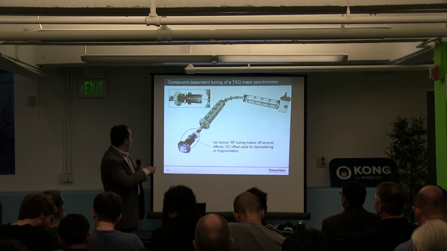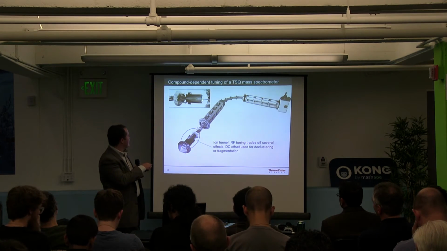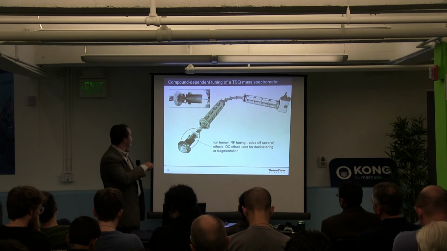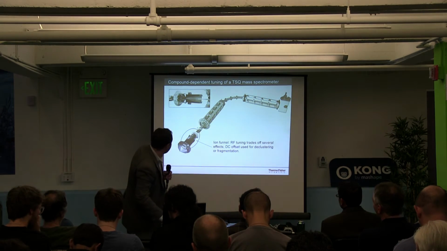This piece at the front called the ion funnel trades off a few effects. And it's a very high pressure region, so you get some collisions and some braking, but then you need the RF to be high enough to steer your cloud into the instrument.